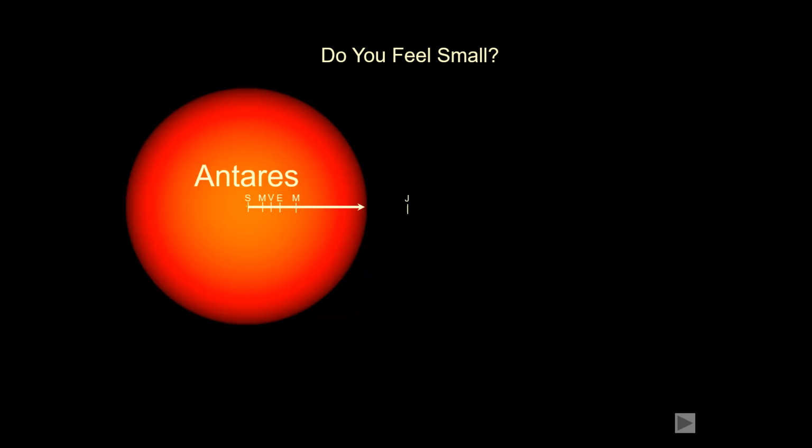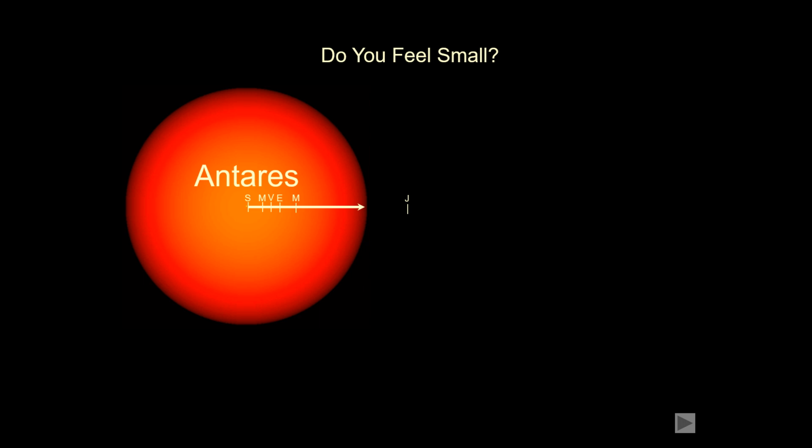We're going to start with Antares. Antares is a massive star. It's a red supergiant that has a surface temperature of around 6,100 degrees. It's nearing the end of its life, so astronomers believe that it's going to collapse into a supernova at some point and explode. So let's take a look at the size of Antares.